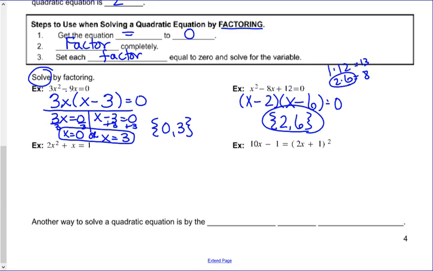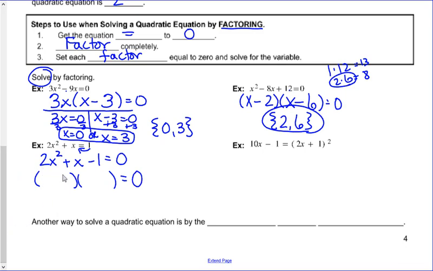All right. Next one. Notice we don't have 0 on one side, so we've got to get it there. I'm going to bring that 1 over and give us 2x squared plus x minus 1 equals 0. Just like last time, we have a trinomial that we can factor. But this time we have a number in front, so it's not as easy as what we had over there.